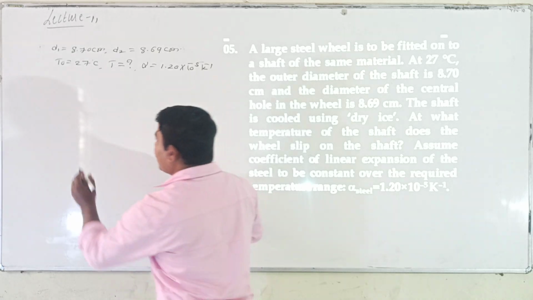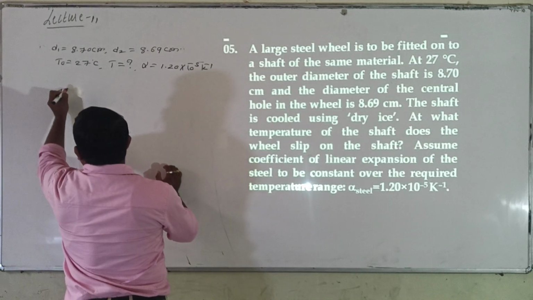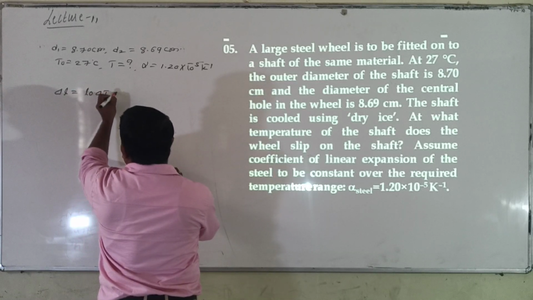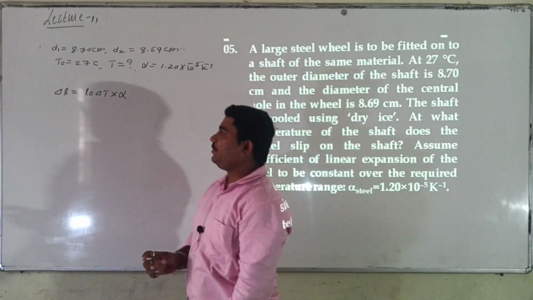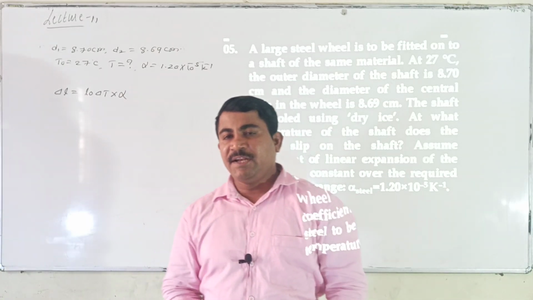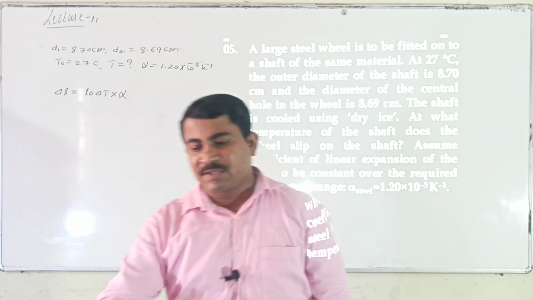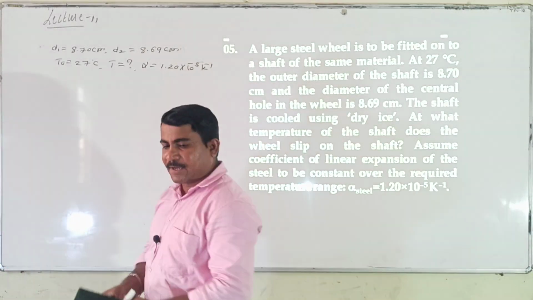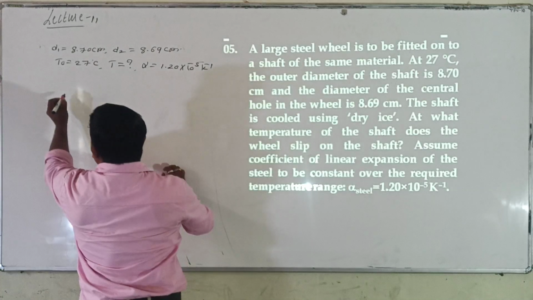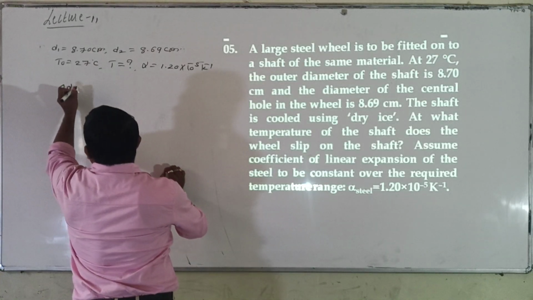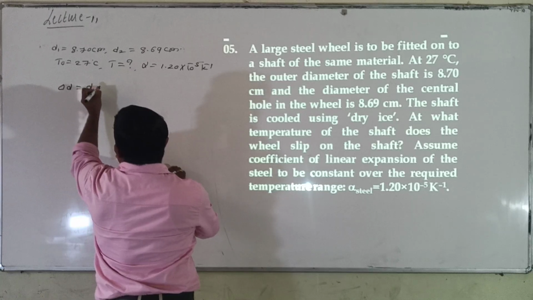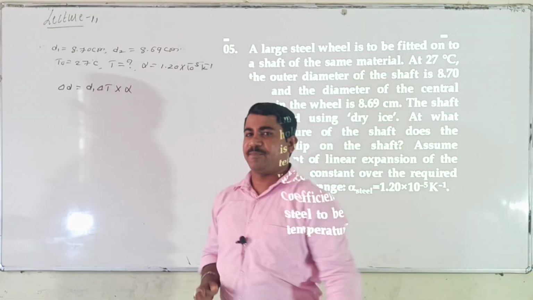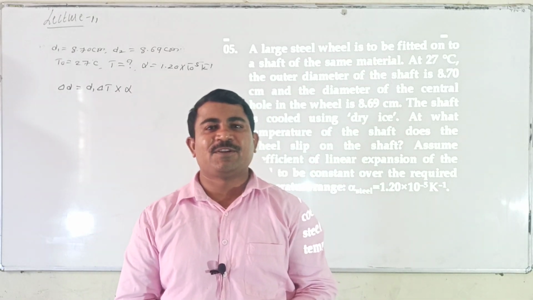According to the coefficient of linear expansion, the change in length is directly proportional to the original length and directly proportional to the change in temperature, with some constant alpha. That is in terms of length, but I need it in terms of diameter. In terms of diameter, the change in diameter equals the original diameter into the change in temperature into the constant alpha. Are you following this?